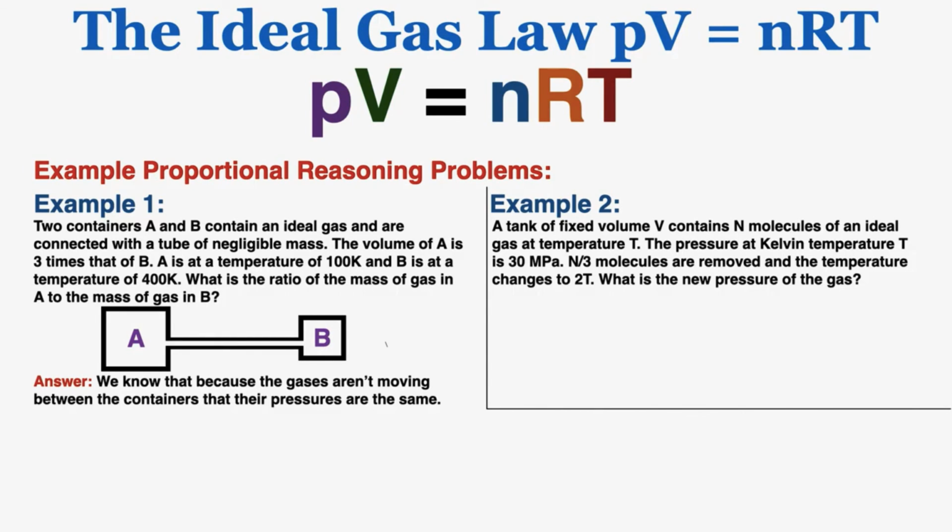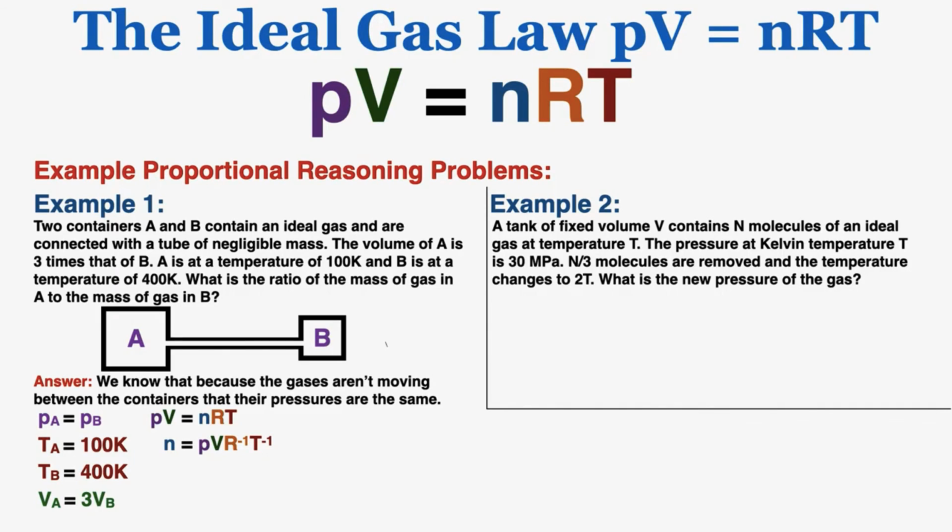To start off, we know that because the gases aren't moving between the containers, their pressures are the same. Because gas always flows from a high pressure to a low pressure area, so if that's not happening, the two pressures must be equal. I know the temperature of A and the temperature of B, and the volume of A is 3 times the volume of B, and I can use PV equals nRT to relate these.